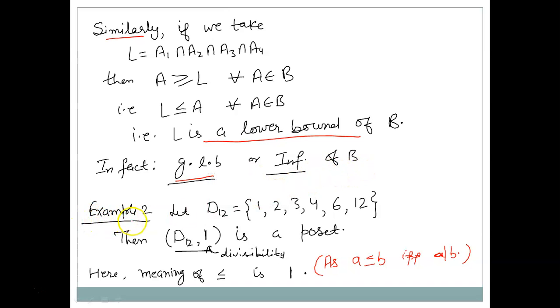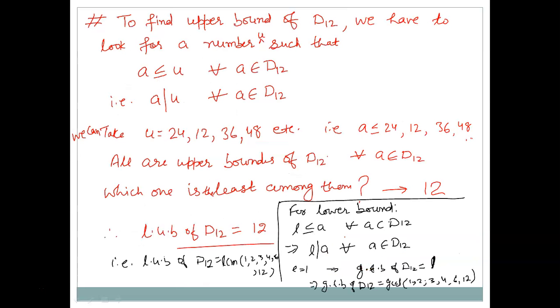Now we look at another situation. For example, we take the set of all divisors of 12, D12, and here we take the relation divisibility. This vertical line is the divisibility relation. So here the meaning of less than or equal to is divisibility; we define the relation as A is less than or equal to B if and only if A divides B. With respect to this relation, we have already established that D12 with respect to divisibility is a partially ordered set.